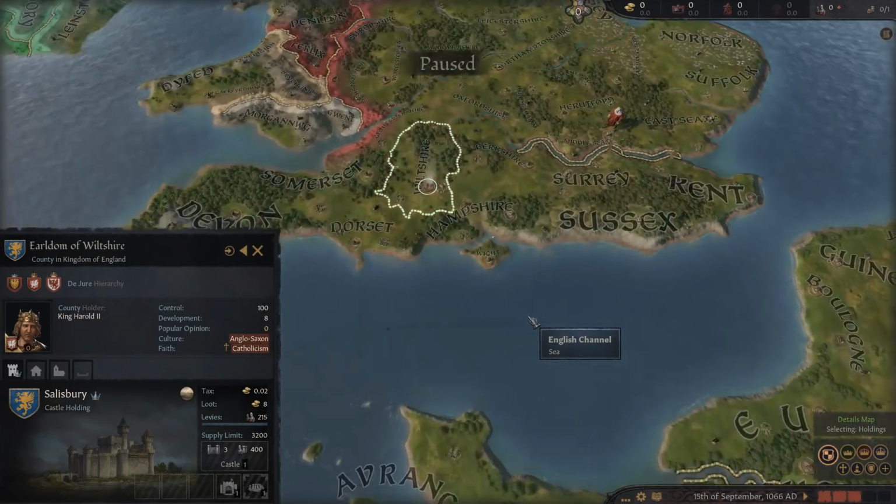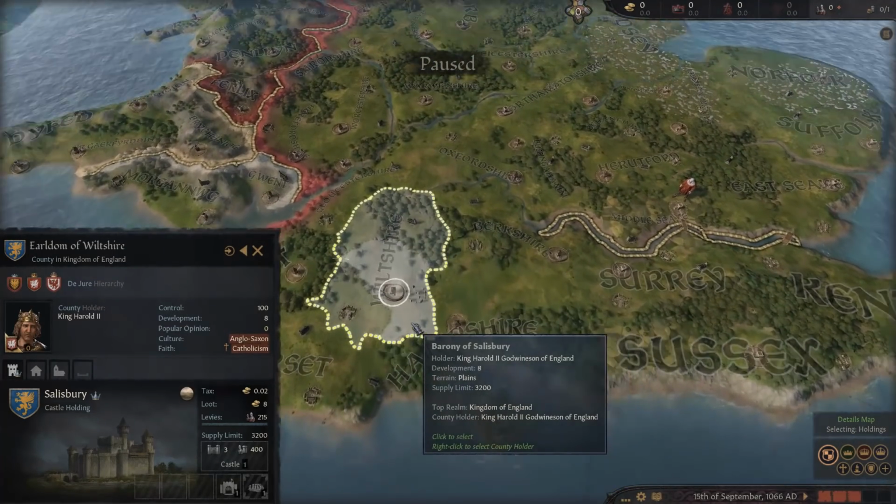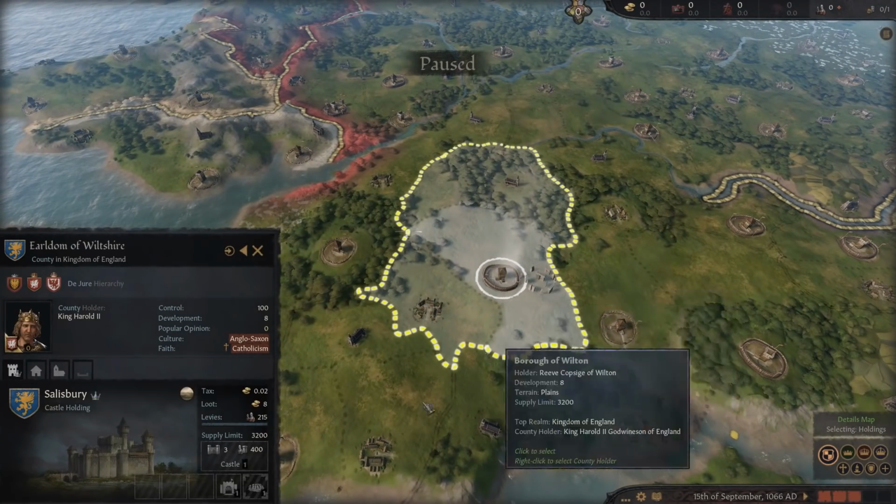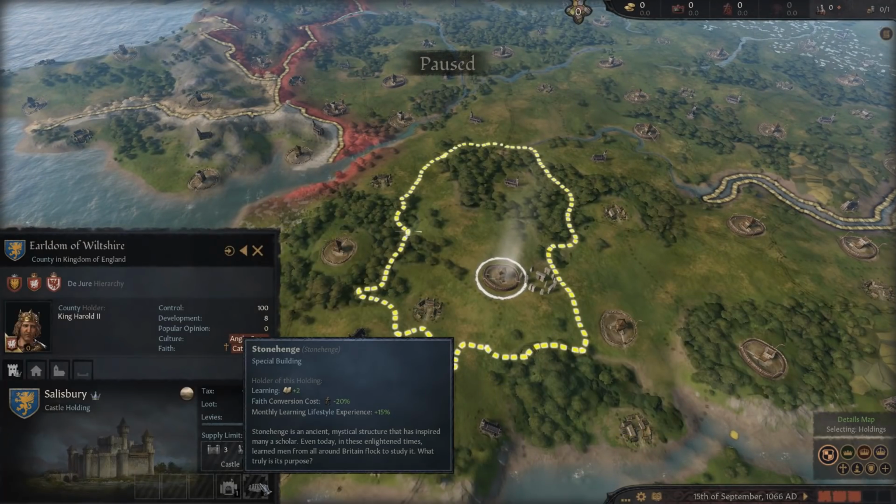Back to England we go, and we are in the county of Wiltshire. And you can already see it right there. We are talking about Stonehenge. Again, always constructed, always enabled. Like all of these, there's no special thing that you need to do to enable it per se, as far as, you know, like religion did.